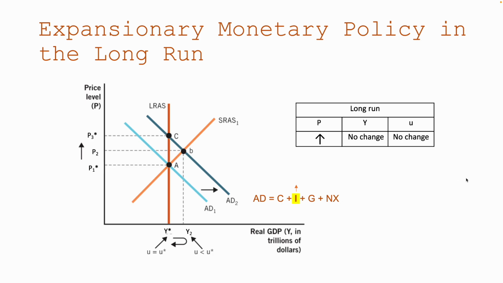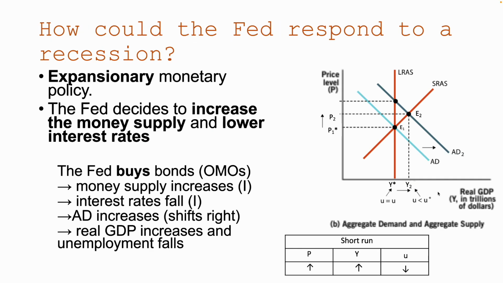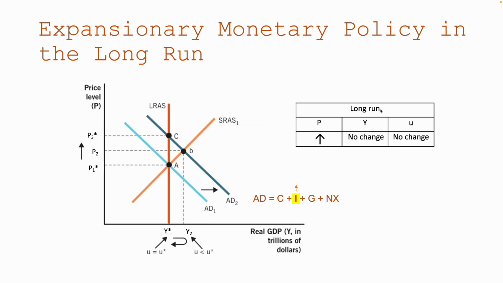Sometimes this is called monetary neutrality, the idea that monetary policy can only have short run effects and that those effects kind of wear off in the long run, except for when it comes to the price level. And so the Fed is pretty powerless overall to influence the economy long term.